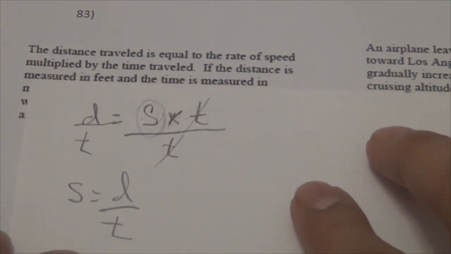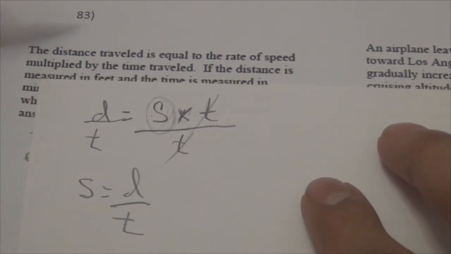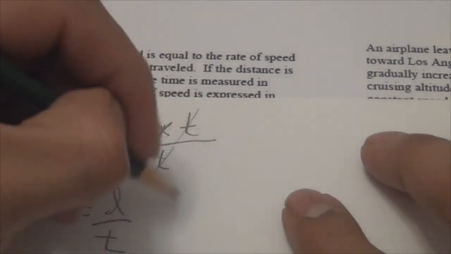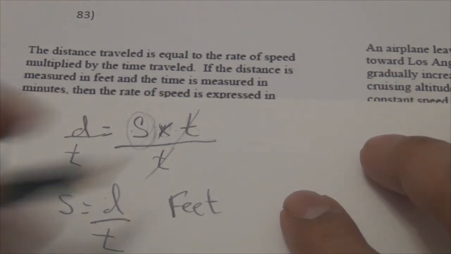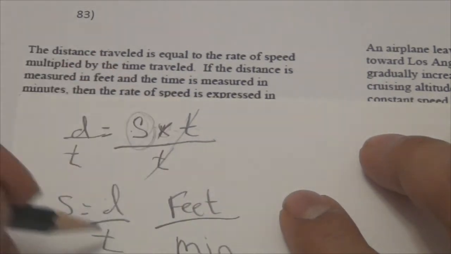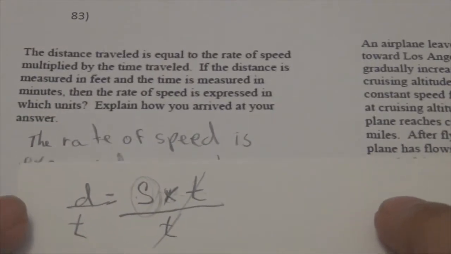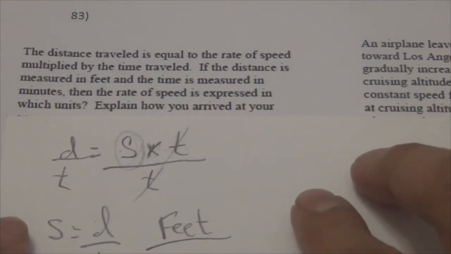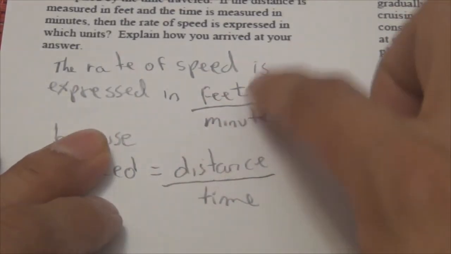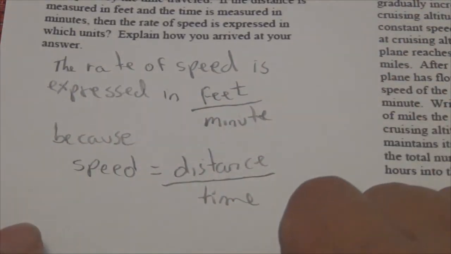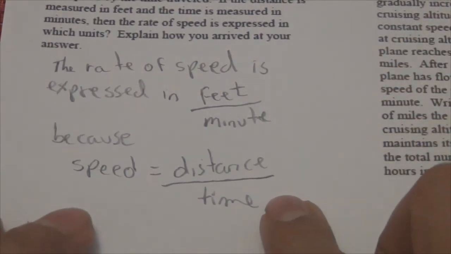So now, if the distance is measured in feet and the time in minutes, then the rate of speed can be expressed in which unit? So basically that's what I wrote. The rate of speed is expressed in feet per minute, because we just solved the equation for speed, rate of speed. And that's it.